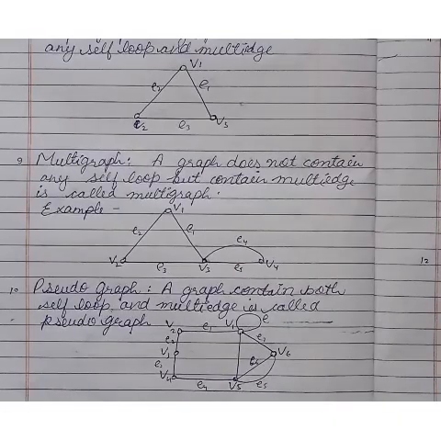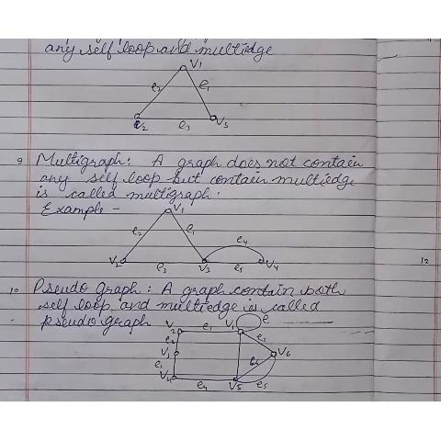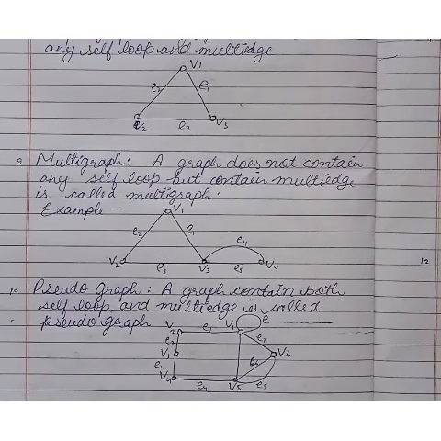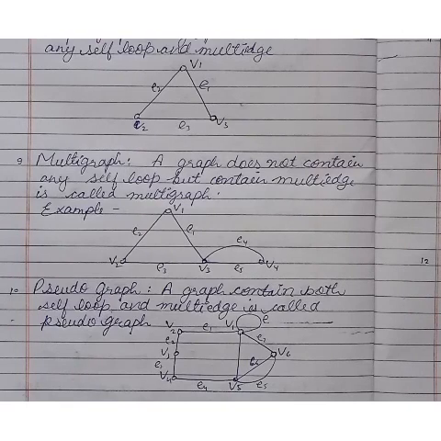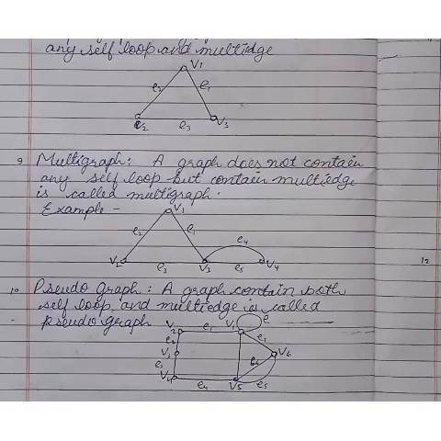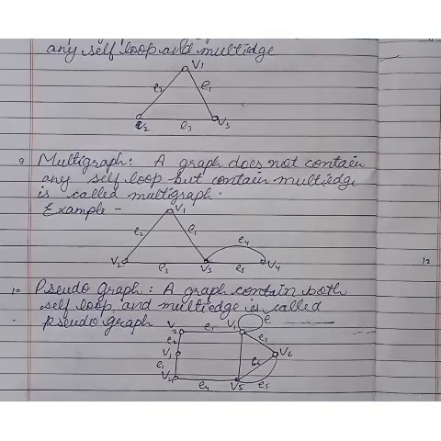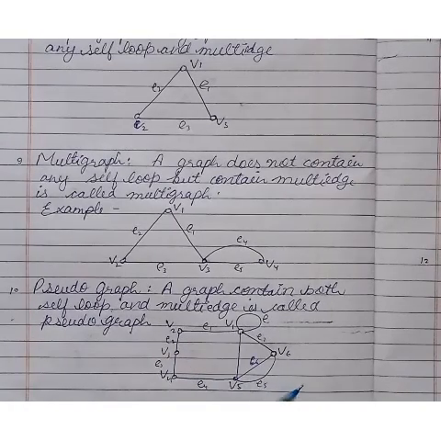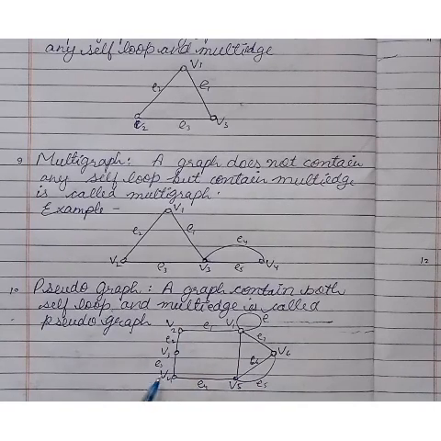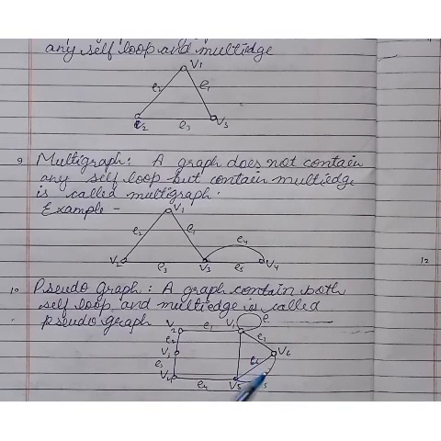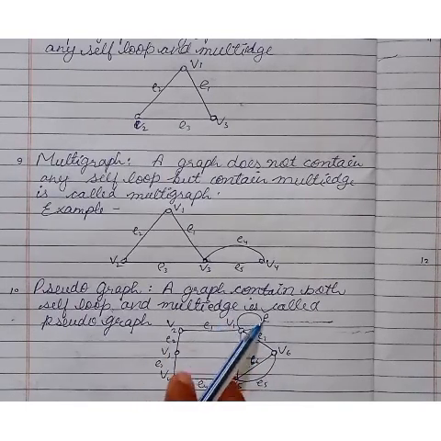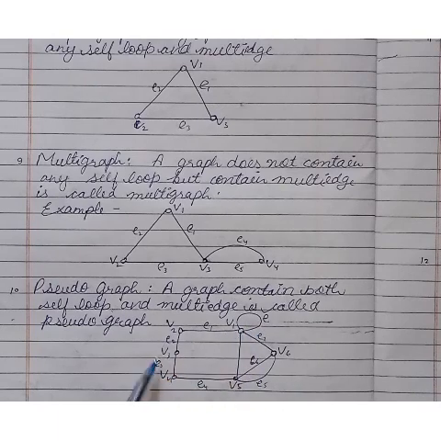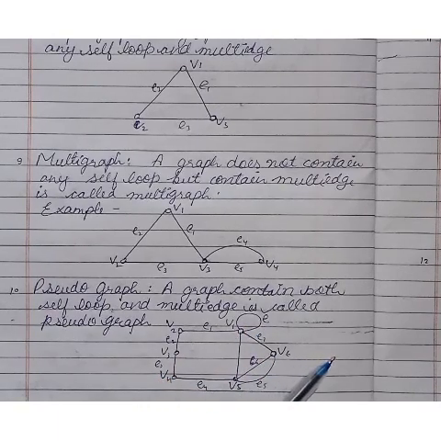A graph containing both self-loops and multi-edges is called a pseudograph. It means it can have many edges and a self-loop. Here in the example, a graph is given where v1, v2, v3, v4 and v5 are the vertices, and it has multi-edges e1, e2, e3, e4, e5, e6 and a self-loop at a vertex v1. There is a self-loop and so many edges. This type of graph is called a pseudograph.